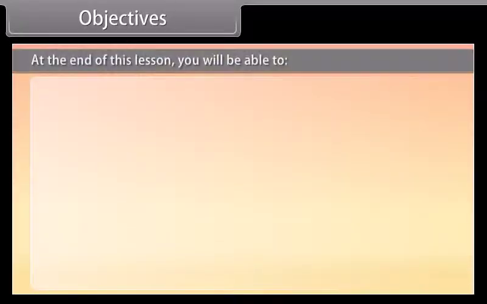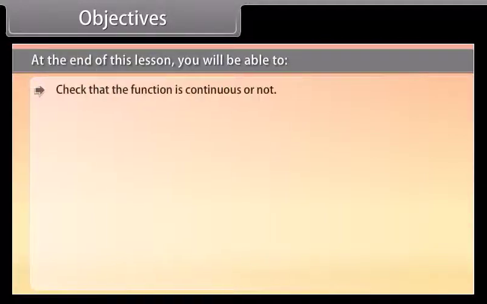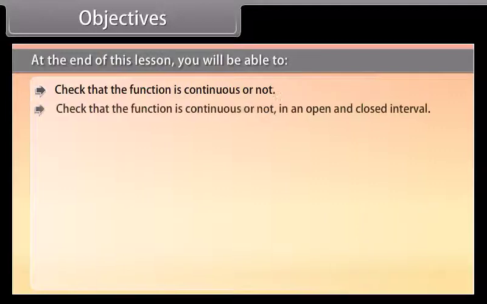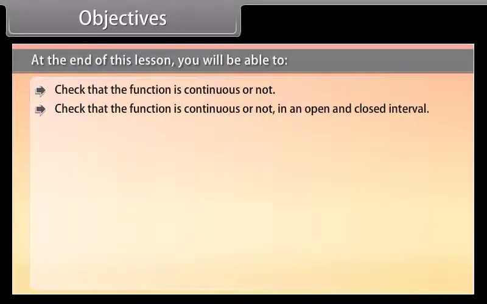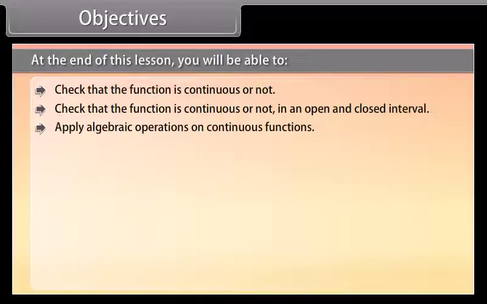Objectives. At the end of this lesson, you will be able to check that the function is continuous or not. Check that the function is continuous or not in an open and closed interval. Apply algebraic operations on continuous functions.